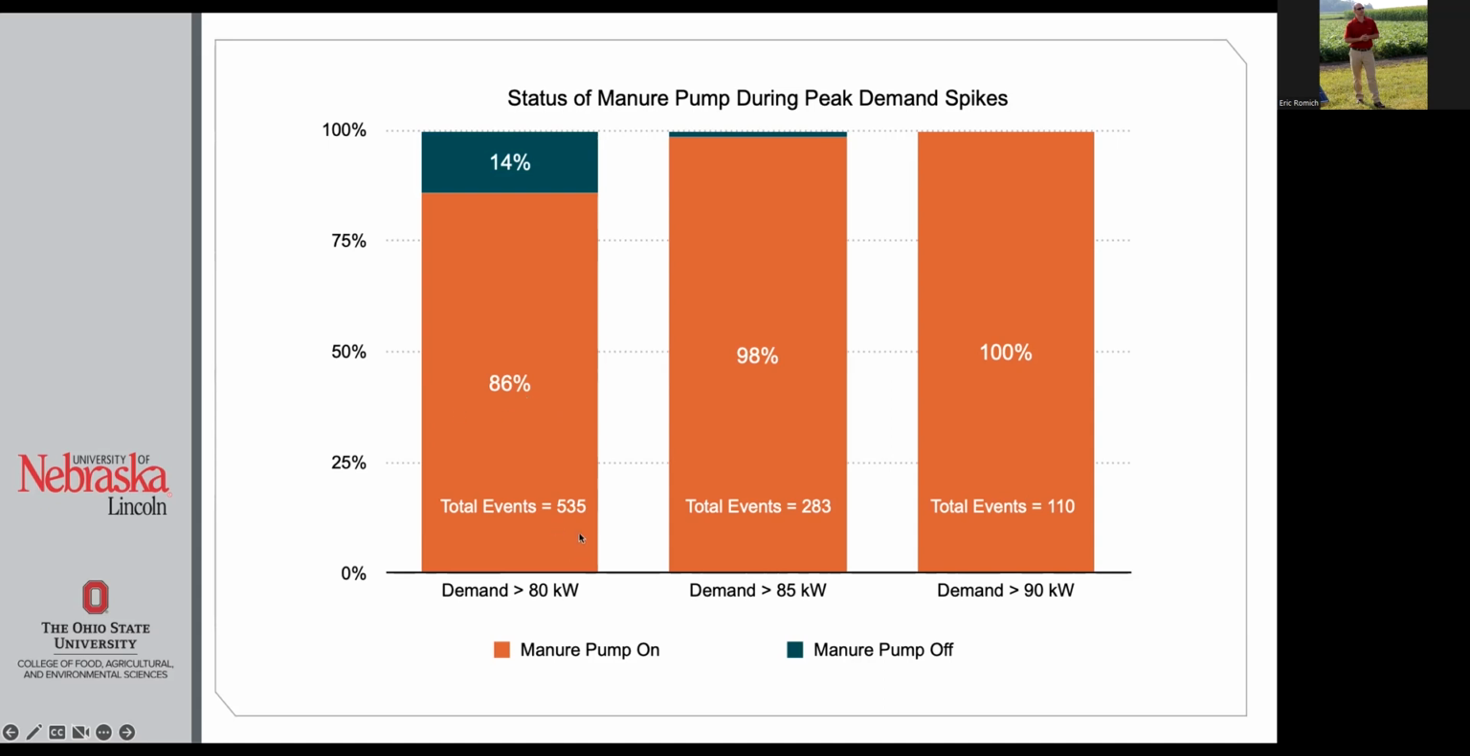86% of the time, so 86% of these 535 demand events, the manure pump was on. The other 14% it was off. So I just kind of ratcheted it up a little bit as we filter. So, okay, well, what about 85 kW demands?